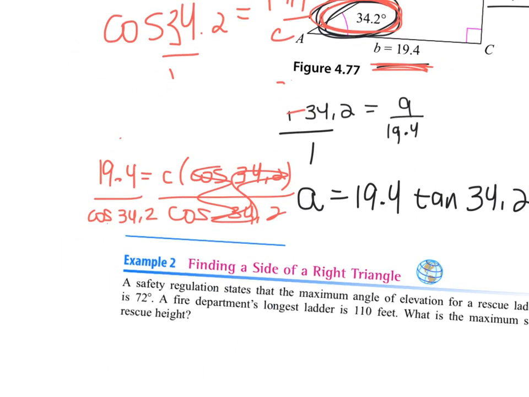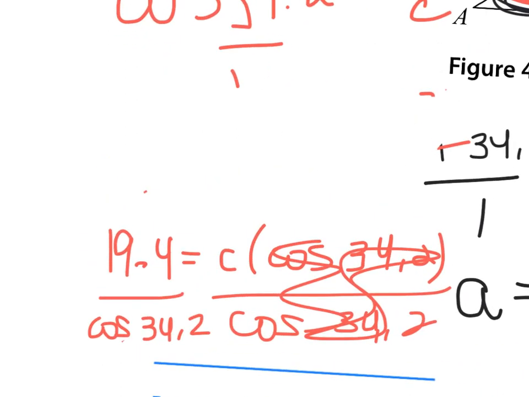No. If you would have done it the wrong way, if you would have done cosine of 34.2 divided by 19.4, you would have gotten 0.0426. Does that make sense? One side is 19 something, one side is 13 something, and the other one is 0.04. No, so right there you should have been like, oh, wait a second, that doesn't make sense. So when you do it the correct way, what'd you guys get?